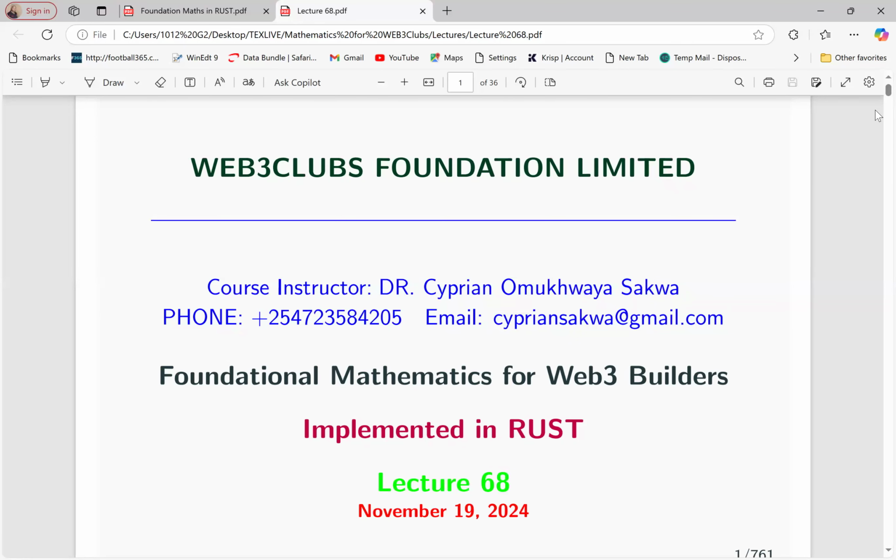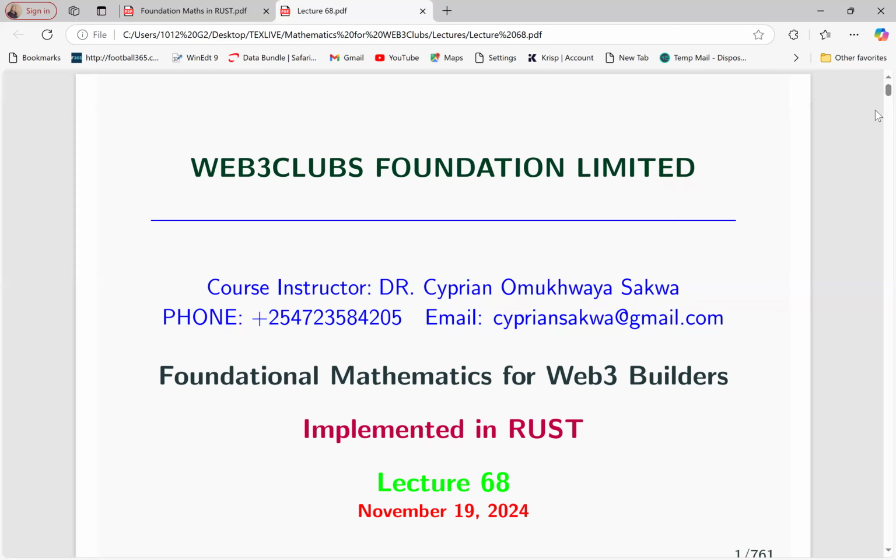Now, welcome everyone. Let's continue with our class. We continue looking at elliptic curves.